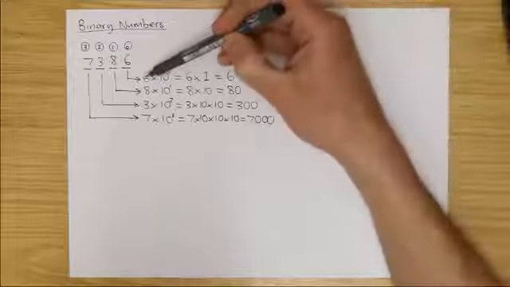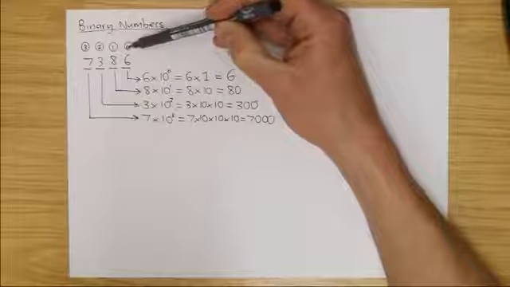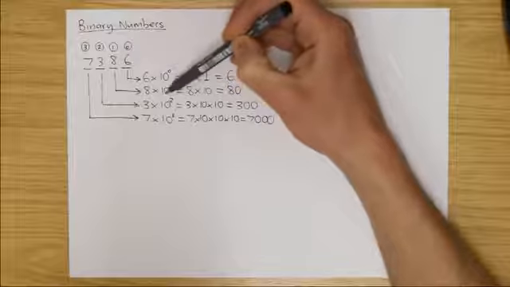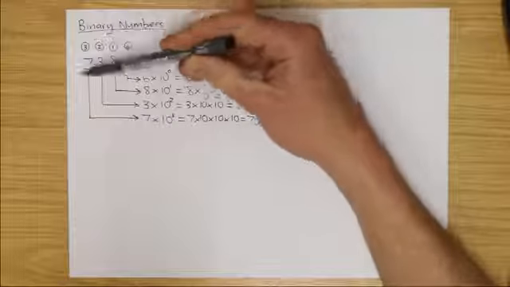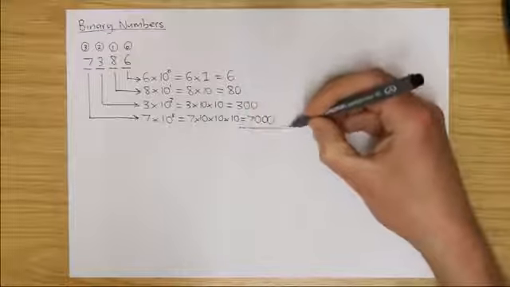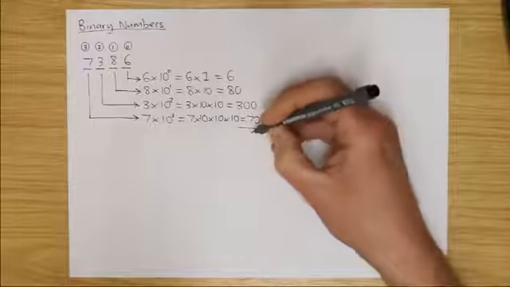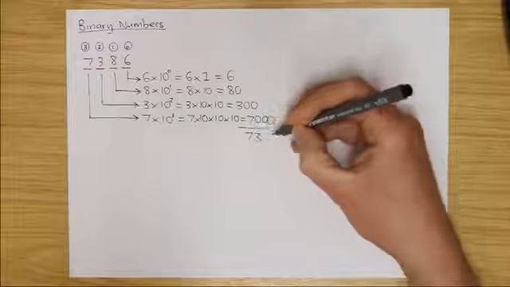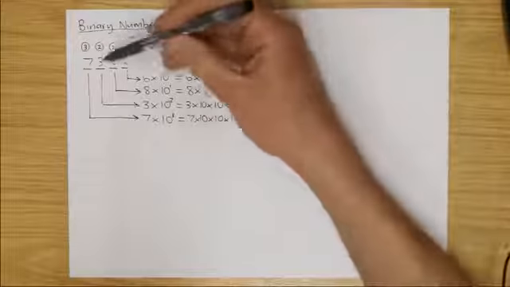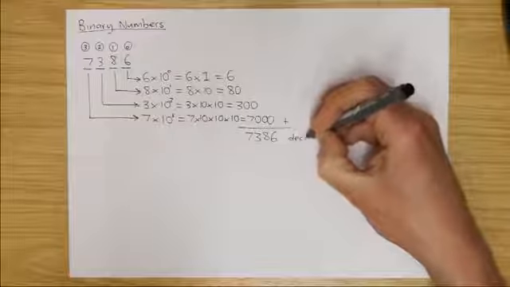So each of our digits represents a multiple of a different power of 10. Digit 0 is the multiple of 10 to the power of 0, digit 1 is the multiple of 10 to the power of 1, and so on. Now if I add up the contribution from each of my 4 digits here, 7,000 plus 300 plus 80 plus 6, all of them added together gives us the same number that we started out with. So 7,386, which of course is a decimal number.